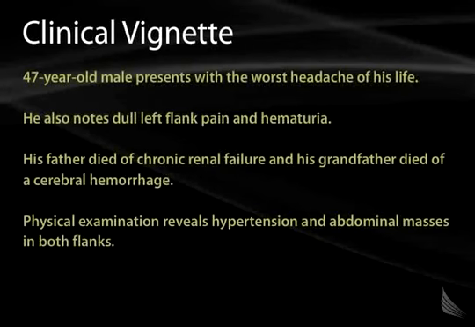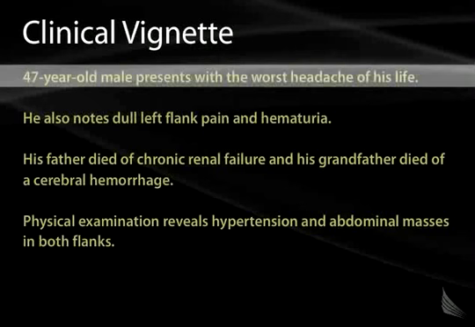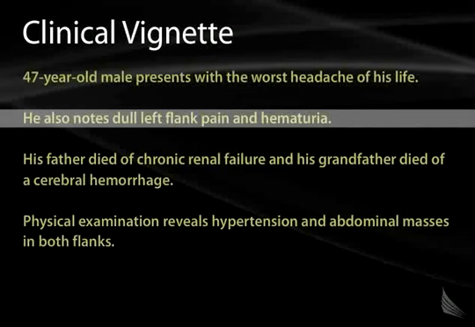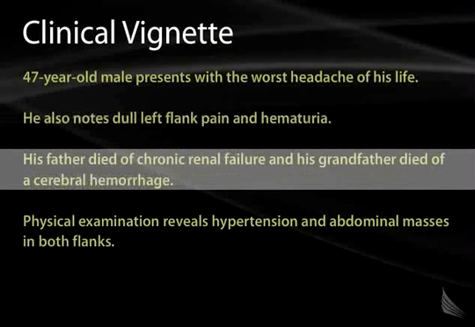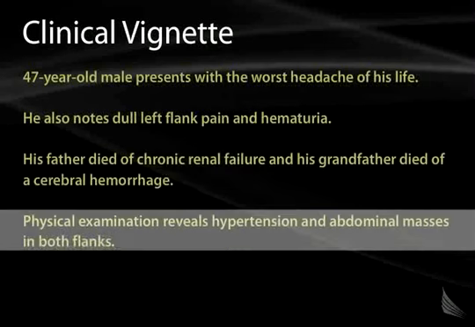Now, here's a clinical vignette that's associated with a particular set of congenital renal anomalies. A 47-year-old male presents with what he describes as the worst headache of his life. We call this a thunderclap headache, one that occurs all of a sudden and causes incredible pain. He also says that he has some dull left flank pain, and he's had blood in his urine, or what we call hematuria. When you ask about a family history, he said that his father died of chronic renal failure, and his grandfather died of a cerebral hemorrhage. Physical examination reveals hypertension and abdominal masses in both flanks.